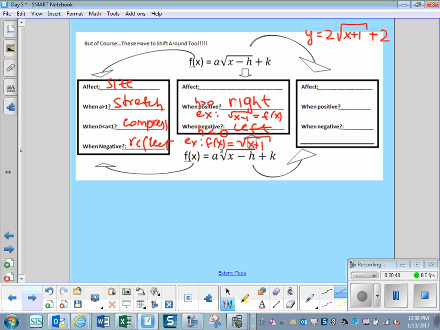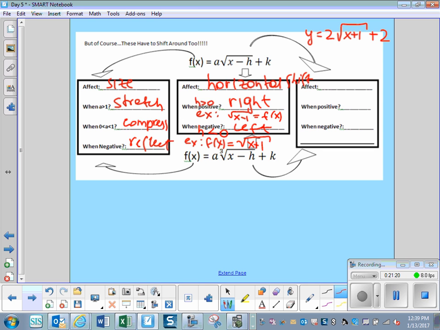Okay, so we say that the h affects the horizontal shift. You could write direction: horizontal. That's what I need. I know this is a little bit confusing just because of the way the notes are written, but I know you know it.